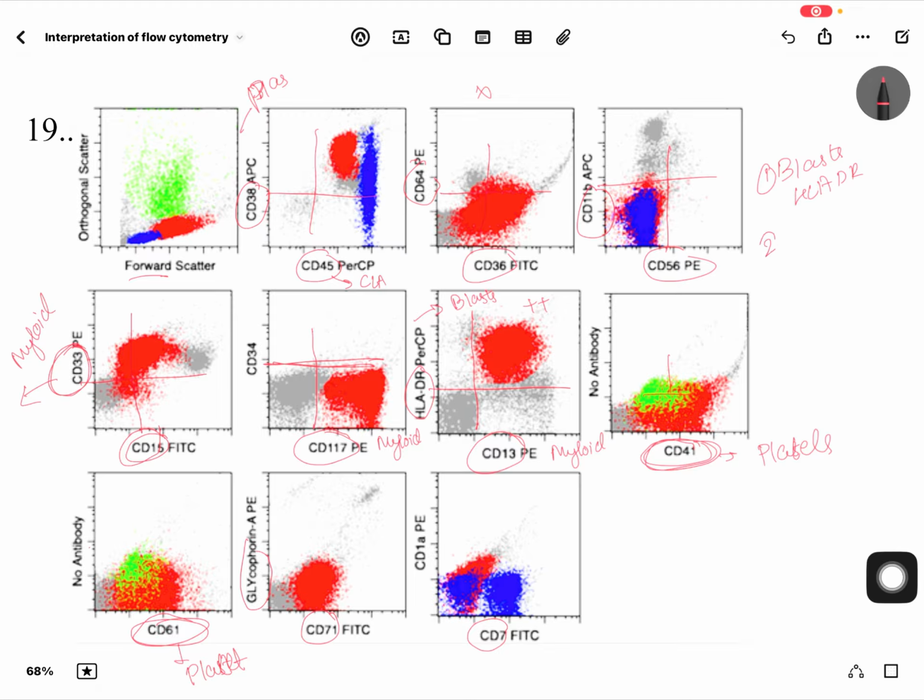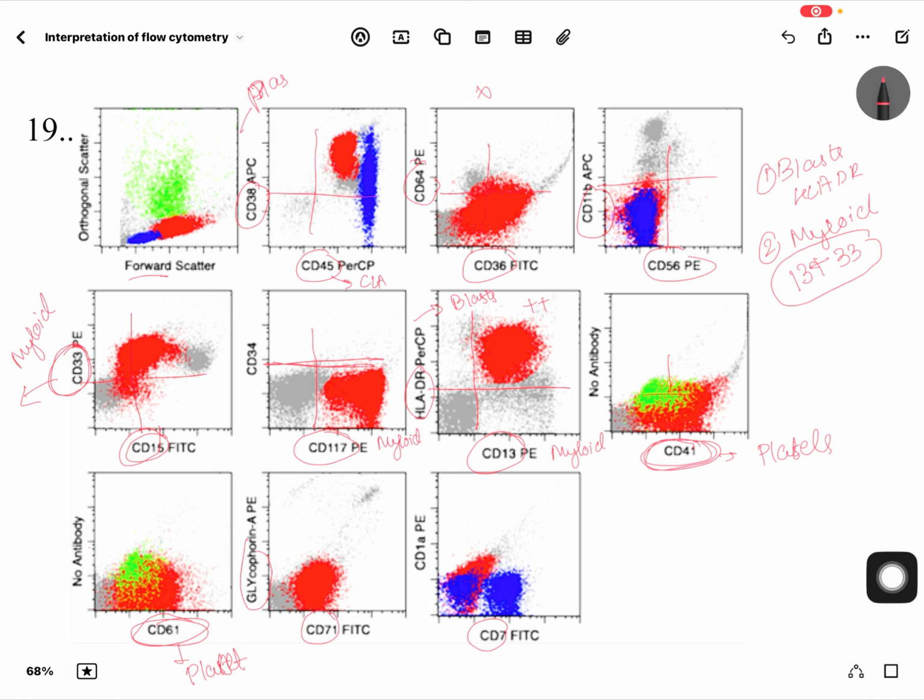Okay, then second we look for lineage. Is there B cell lineage? No. B cell CD19, is it present anywhere? No. Is there T cell lineage? Yes, only in CD7. But the main marker is CD3, it is not there. Then we go for myeloid. Is there a myeloid marker? Yes. What is the marker? CD13 plus CD33, both are positive.